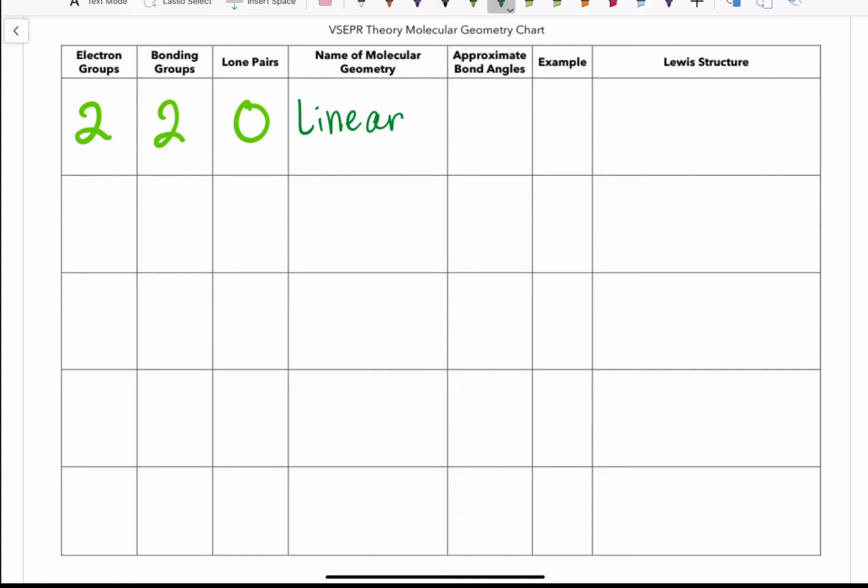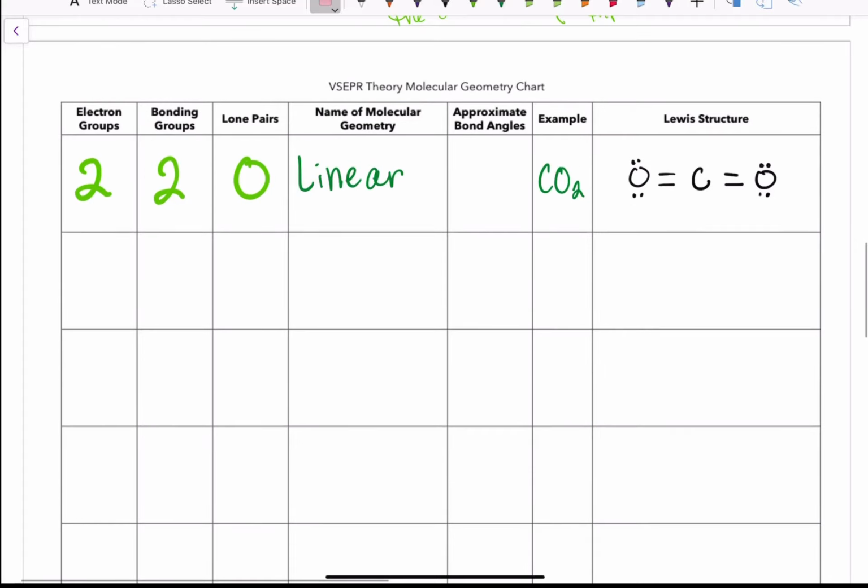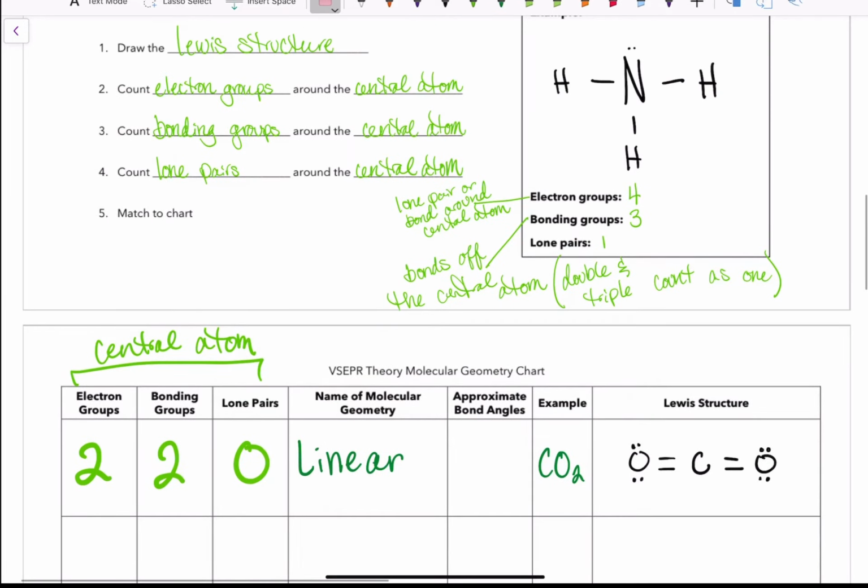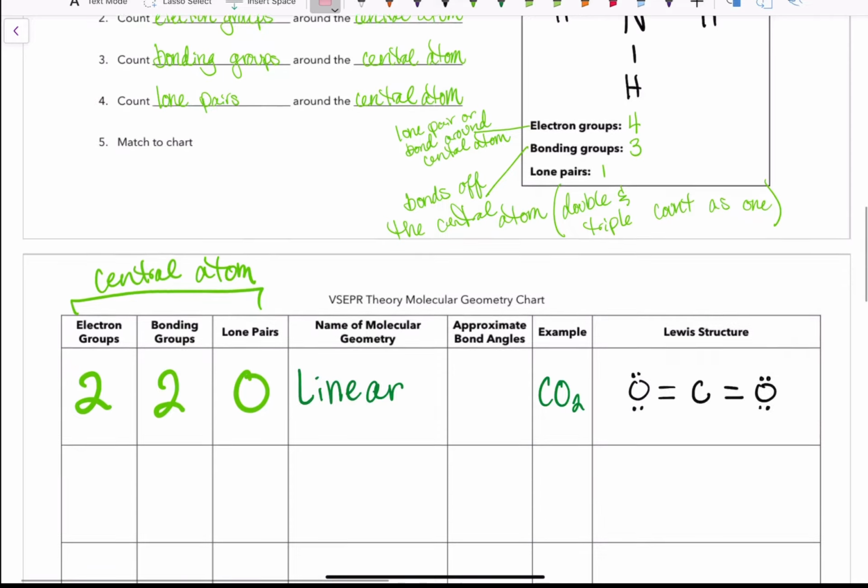An example of linear would be CO2, and you already know how to draw this one. CO2 looks like this. We have carbon in the center, double bond on each side, and then our oxygens have 2 lone pairs each. Now keep in mind that 0 lone pair, that applies to the central atom only. So this is the central atom. And that's the same thing that we had listed above, right? All of these things we count around the central atom.